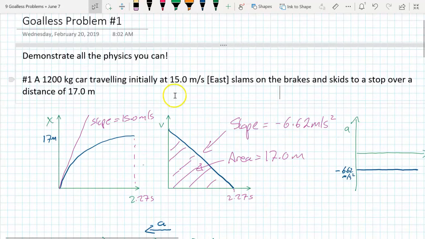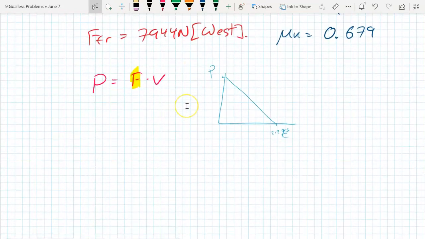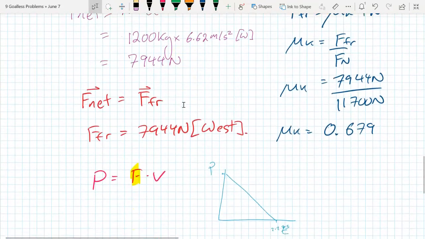We could calculate how much kinetic energy there was initially, how much energy was lost to heat. That's something that I didn't put into this solution, by the way, but I could have done that. I started to do something with power, but I'm not going to get into that here.